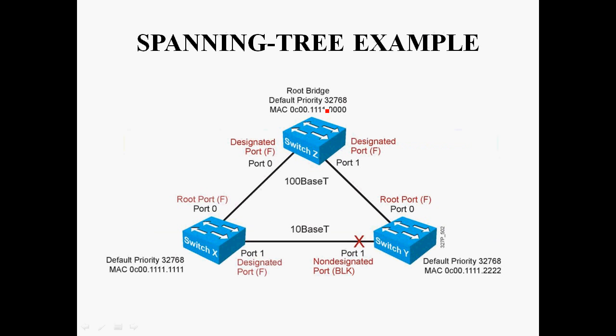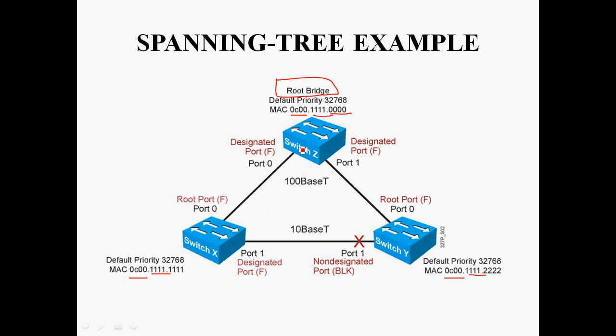Spanning tree example. We can see switch X, switch Y and switch Z. First of all we look at the MAC address, because the default priority value is 32768 and it is common for all these switches. We can see the MAC address 0C00, 0C, so both are the same. Next we compare the next octet, 41, 41. Here also 41. Next one we can see 0, 1 and 2. So this one is the least, 0. Here 1, 2. So this one is the least, so switch Z is the root bridge.